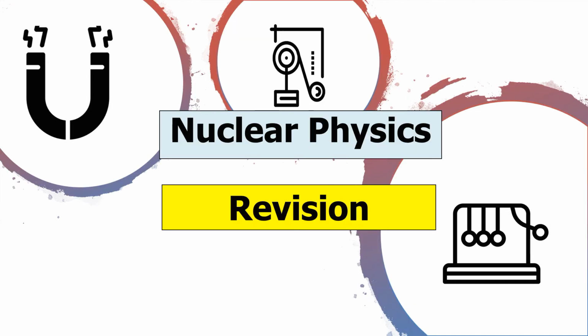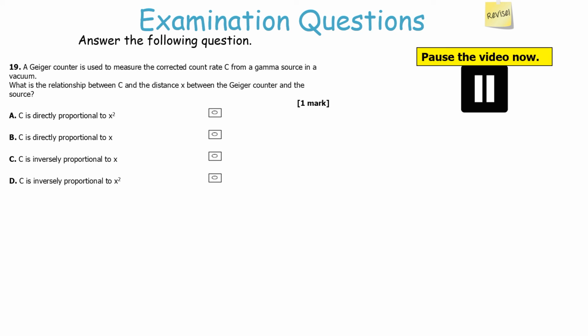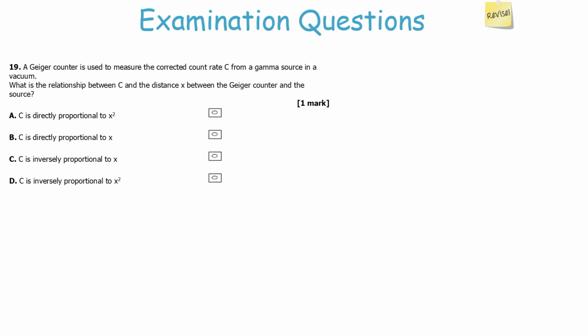Next thing, we're going to look at some questions to do with nuclear physics. So let's look at our first question. A Geiger counter is used to measure the corrected count C from a gamma source in a vacuum. What is the relationship between C and the distance x between the Geiger counter and the source? So pause the video now, then unpause the video when you want to go through your answers. Right, so what would you do in this situation?